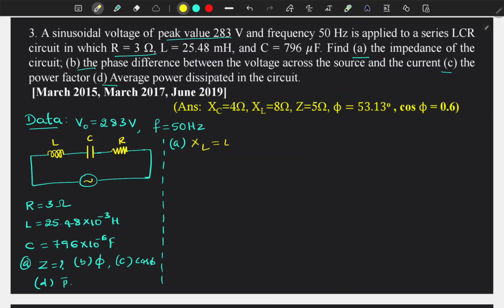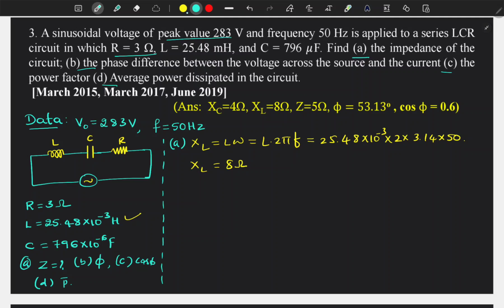XL is equal to L omega, that is equal to L into 2 pi F. L is inductance, that is given here, 25.48 millihenry, 2 into 3.14 into 50 hertz. So XL is equal to, you will get around 7.99. I will write 8 ohms.